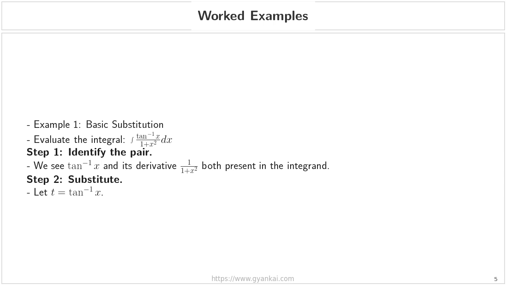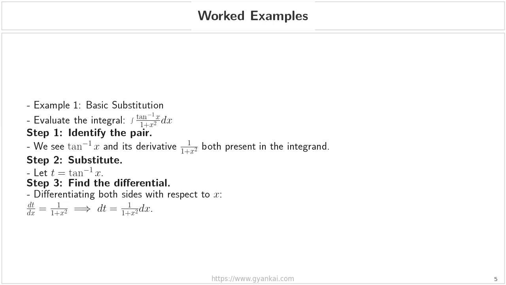This is where we're simplifying the integral by replacing a more complex function with a simpler variable. Step 3, find the differential. Now, this is a crucial step. We need to find the relationship between dx and dt. To do that, we differentiate both sides of our substitution equation.